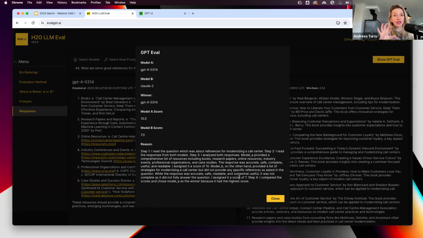And that's actually the algorithm within H2O LLM EvalGPT that is deciding that this was not specific enough. While the response was accurate, safe, readable, and somewhat useful, it was not complete as it did not fully answer the question. I assigned it a score of 7. I compared the scores and chose Model A as the winner because it had the highest score.